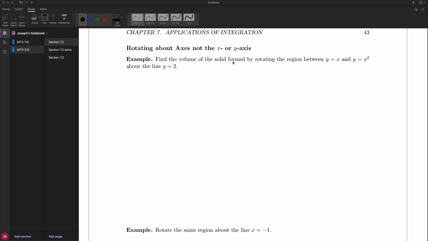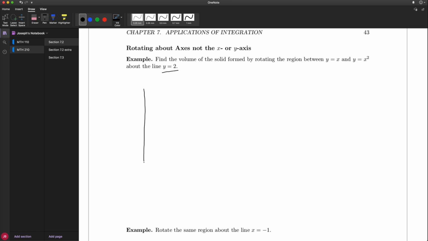What we're going to do is take the region between y equals x and y equals x squared, and rotate about the line y equals 2. Now, y equals 2 is a horizontal line, so we need everything in terms of x. Looking over here, we have y as a function of x, so I think we're good on the functions. We don't need to modify them in any way, shape, or form.